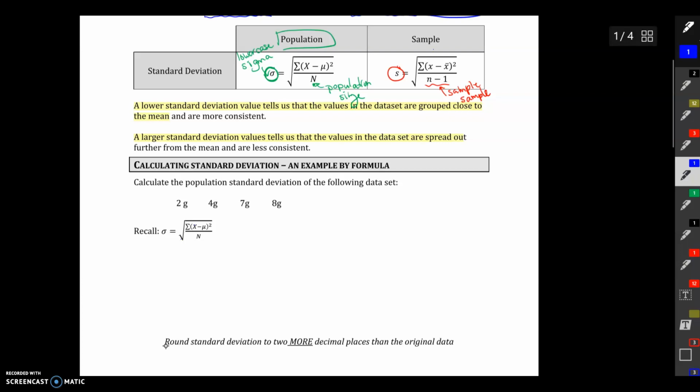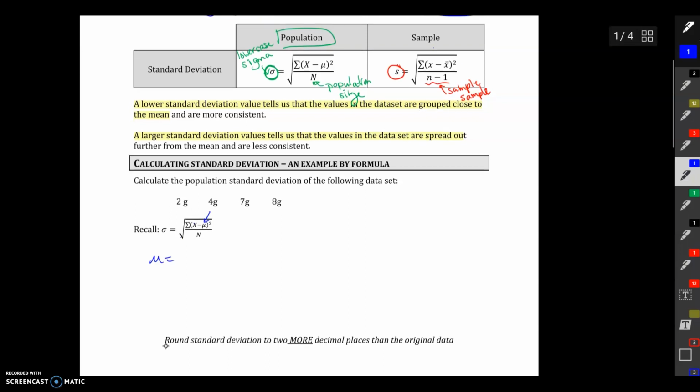In order to use this formula, we need to know what the mean is if we're going to figure out how far our data values are from the mean. So we can do that. We can figure out what the mean of our values is: add up 2 plus 4 plus 7 plus 8, divide by 4. Our mean value is 5.25 grams. Excellent. We're now ready to calculate the other values.